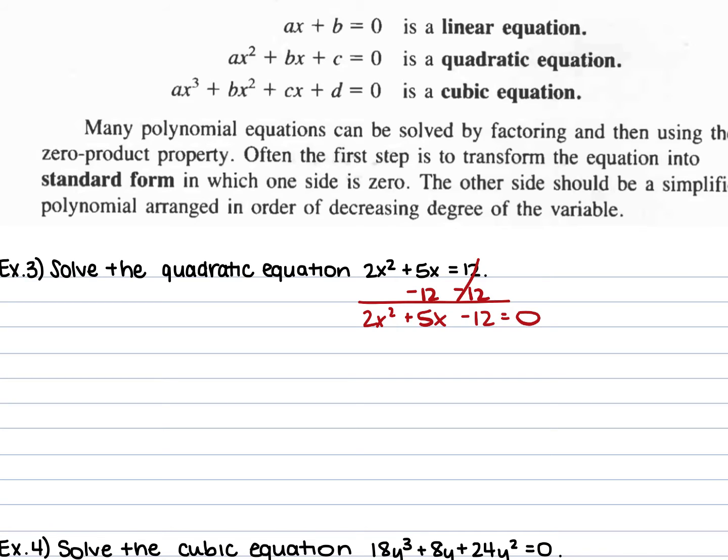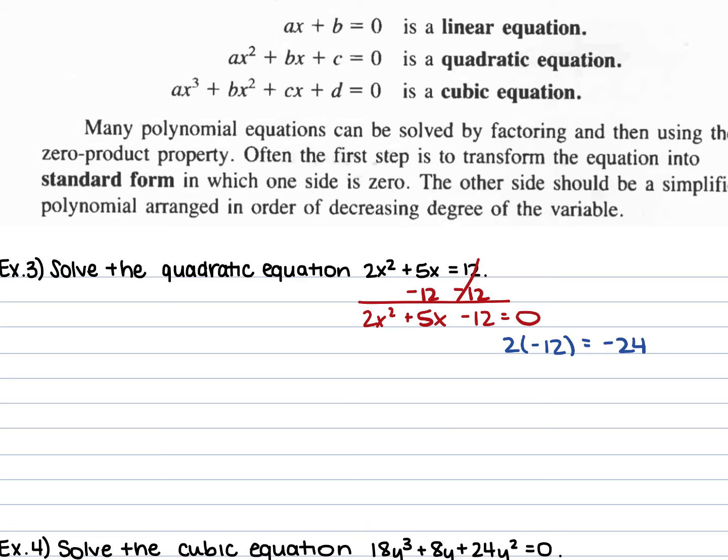Now that our equation is equal to 0, can you factor out a greatest common factor from these 3 terms? The answer to that is no. Your a term is something other than 1. So multiply your a and your c. A is 2, c is negative 12. 2 times negative 12 is negative 24. Find the factors of negative 24 that add up to be 5.